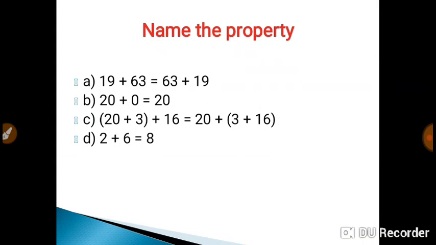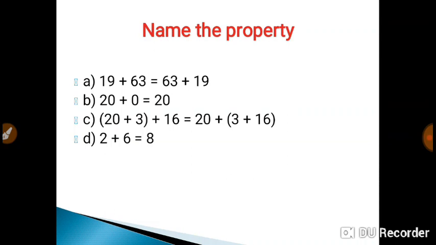In the B part, you can see 20 is added to 0 and in the sum it maintains its identity and it remains 20 only. Can you identify this property? Yes children, this is additive identity.